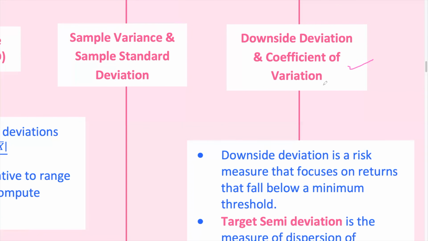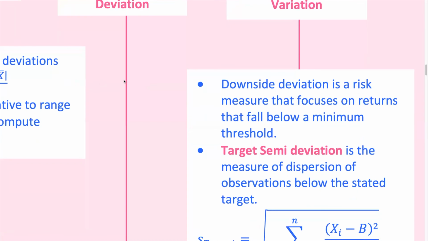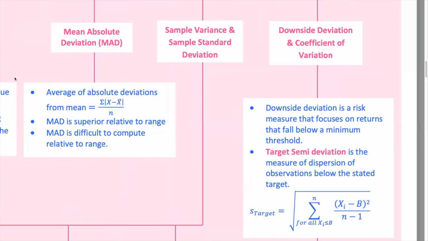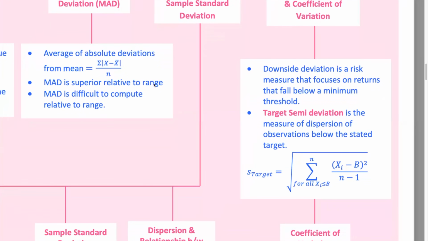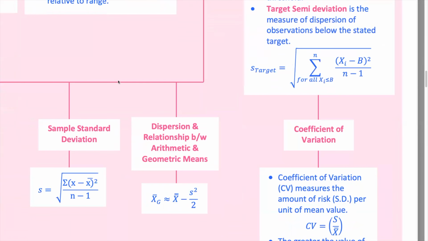All right, let's talk about downside deviation and coefficient of variation. These measures are crucial for understanding the risk and variability in your data, especially from an investment perspective. Downside deviation is a risk measure that focuses on returns that fall below a minimum threshold or minimum acceptable return. Unlike standard deviation, which considers all deviations from the mean, downside deviation only looks at the negative deviations. This is particularly useful for investors because it emphasizes the downside risk, the part we're all most worried about.